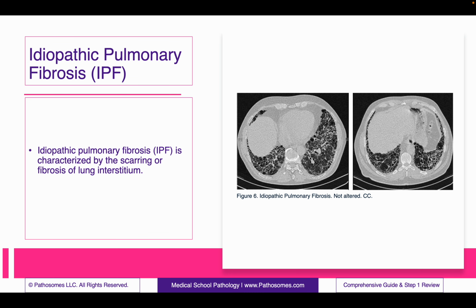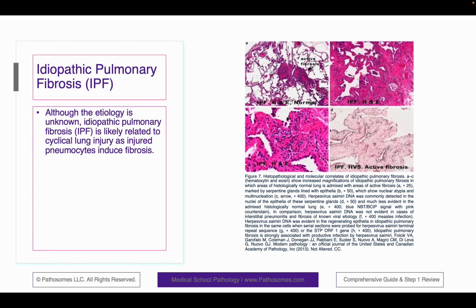But let's talk about something you will definitely be asked about, which is idiopathic pulmonary fibrosis. Now, this condition is characterized by the scarring or the fibrosis of the lung interstitium, as you can see here on this image. Although the main cause is unknown, idiopathic pulmonary fibrosis is likely due to cyclical injury as the injured pneumocytes induce the fibrosis.